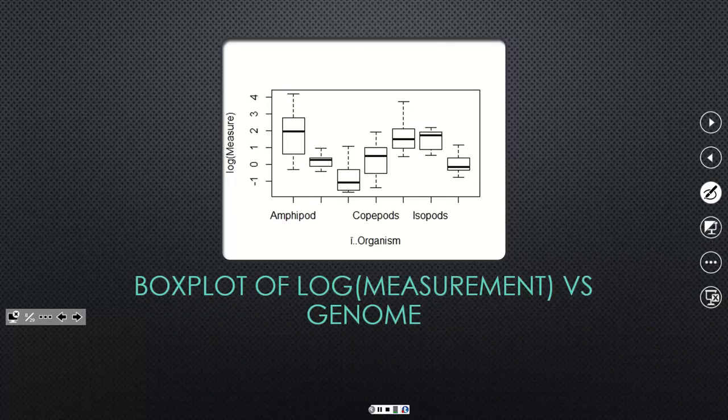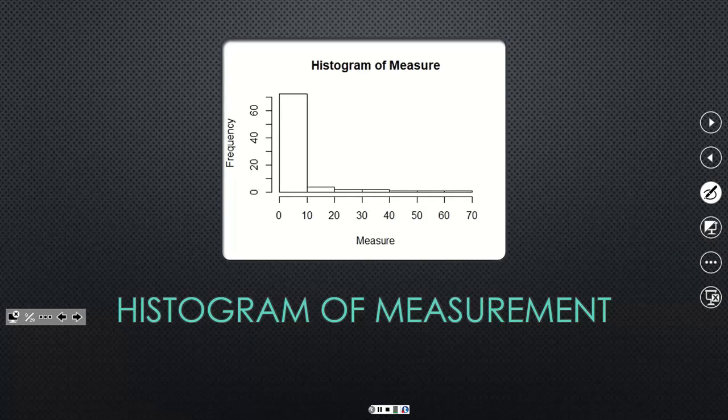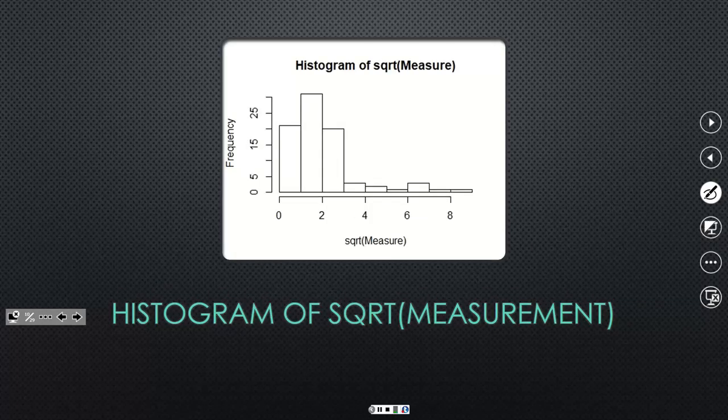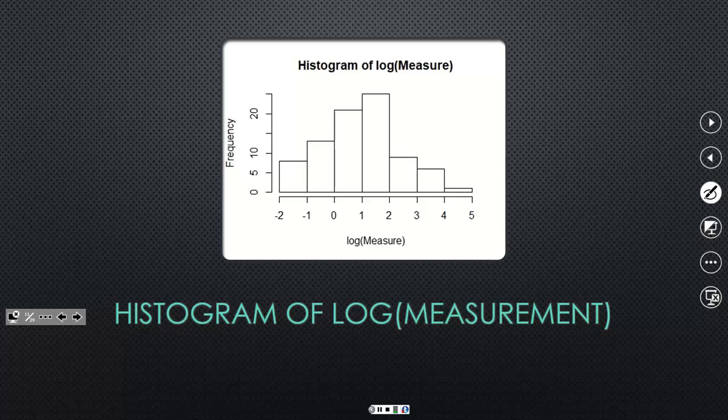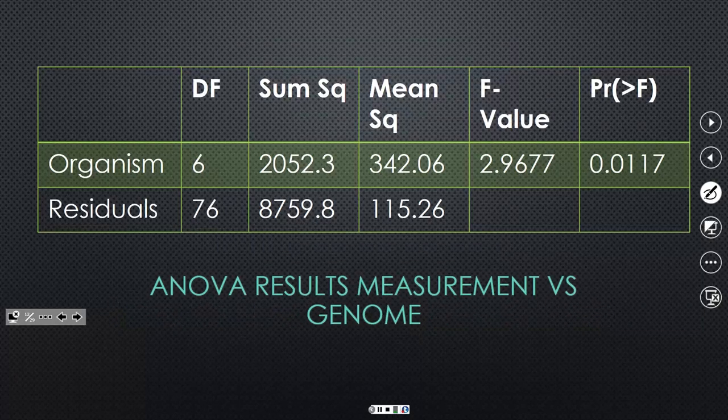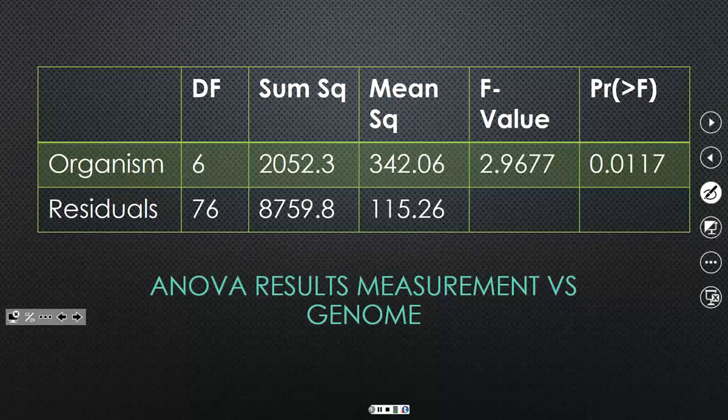And then looking at the histogram of the measurements between the groups, it's very skewed to the right, with a very, very long tail. As we took the square root and the log, it got more and more normal. That one's still a little bit skewed, but the log of the measurement looked pretty normal to me. Then going through the different ANOVA results, this is just on the measurement. We had an F value of 2.96 and a P value of 0.01, so it's still less than the 0.05 level, so it failed. And that's just the sum squared, the mean squared, everything.